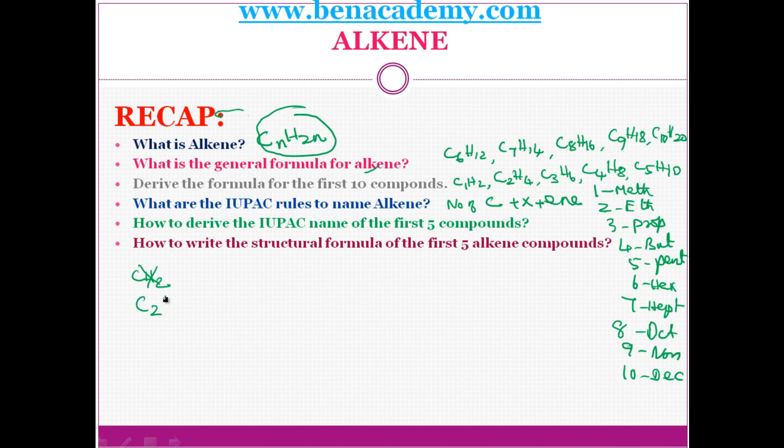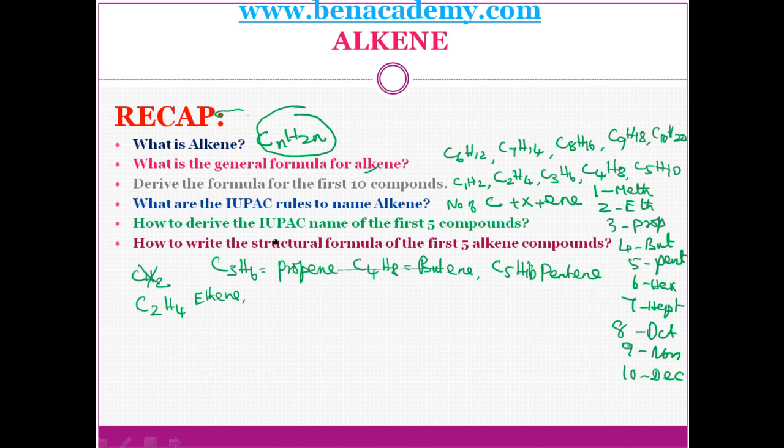If the number of carbons is 2, C2H4, then the name will be ethene. If the number of carbons is 3, the formula will be C3H6, then that will be propene. If 4, the formula will be C4H8, then the name will be butene. If 5, the formula will be C5H10, the name will be pentene.